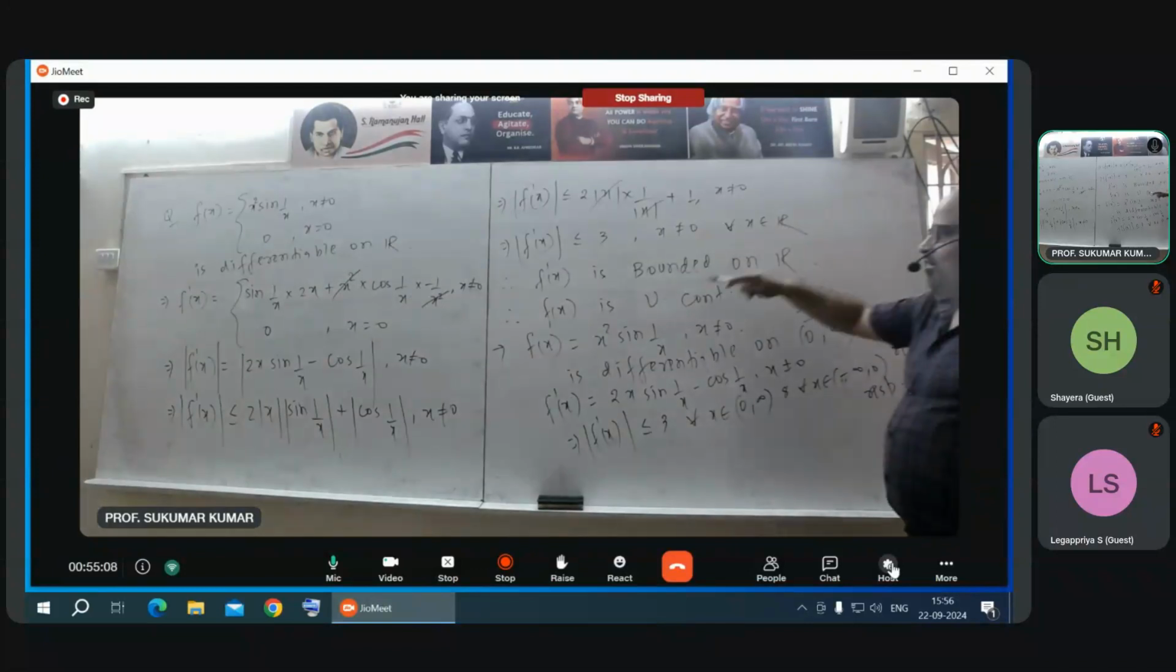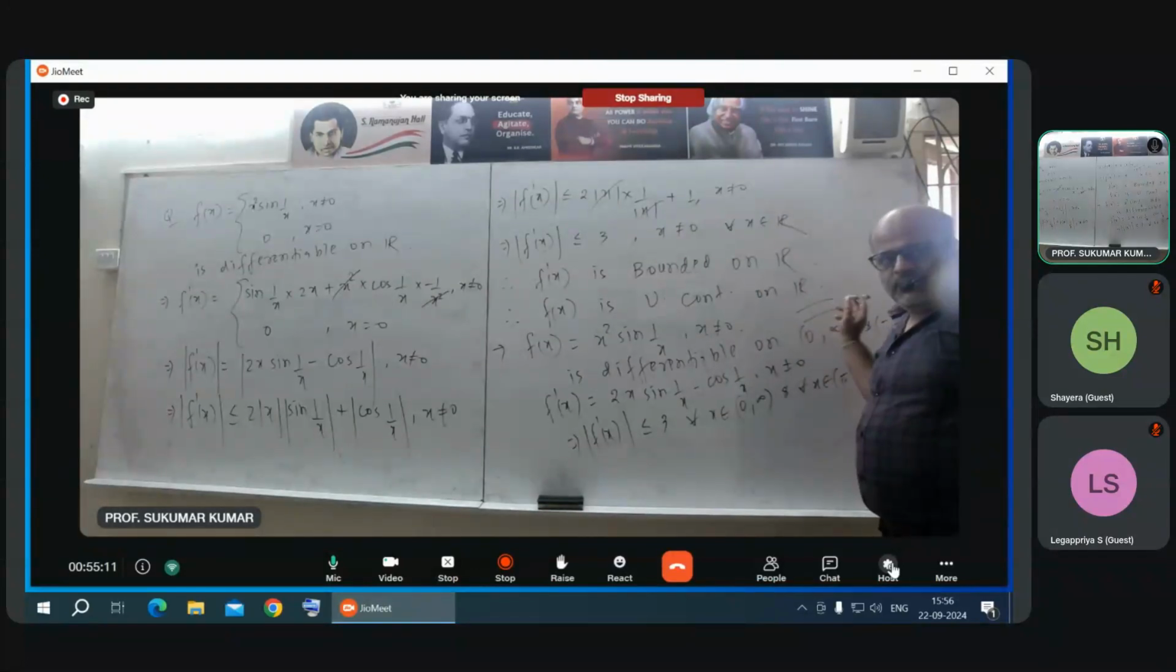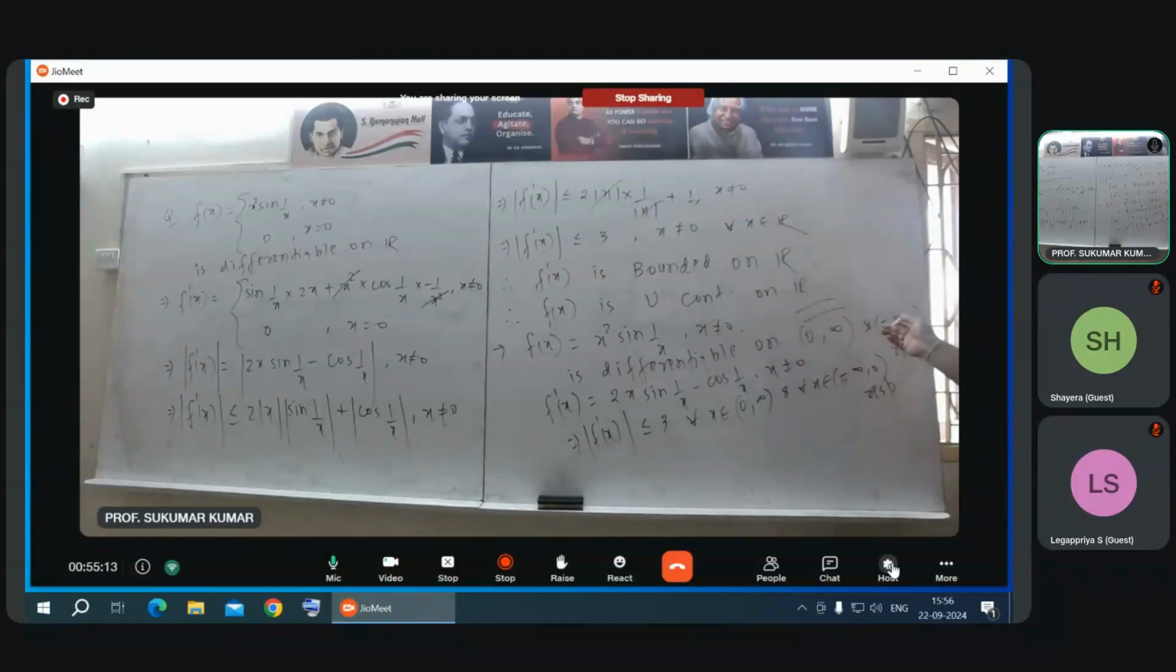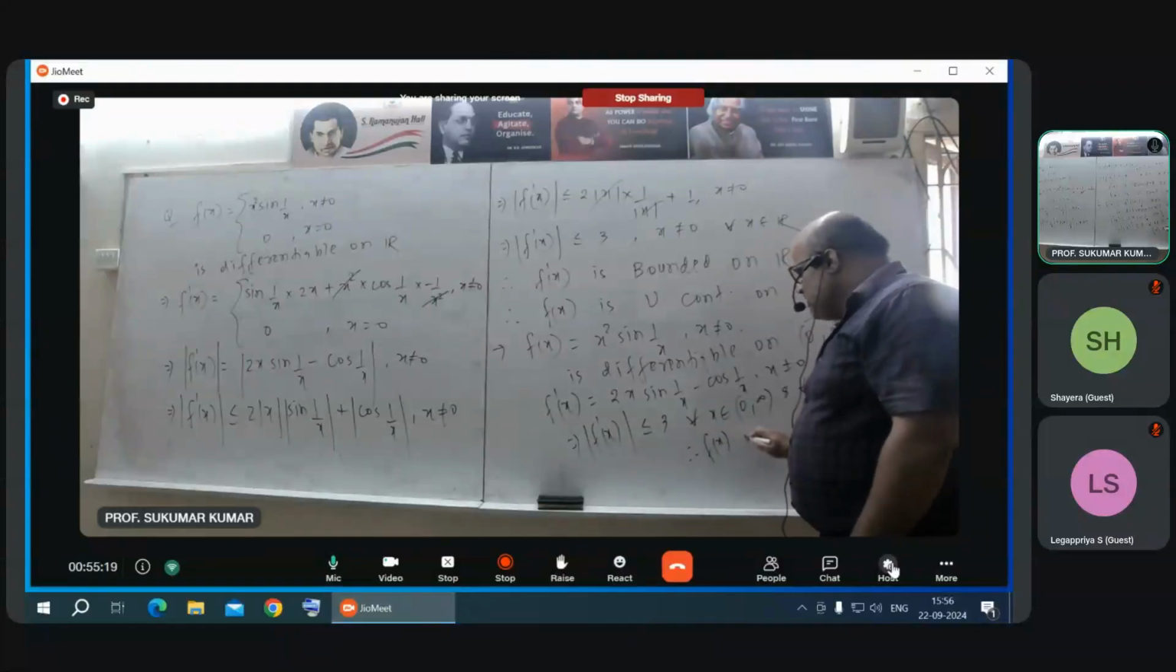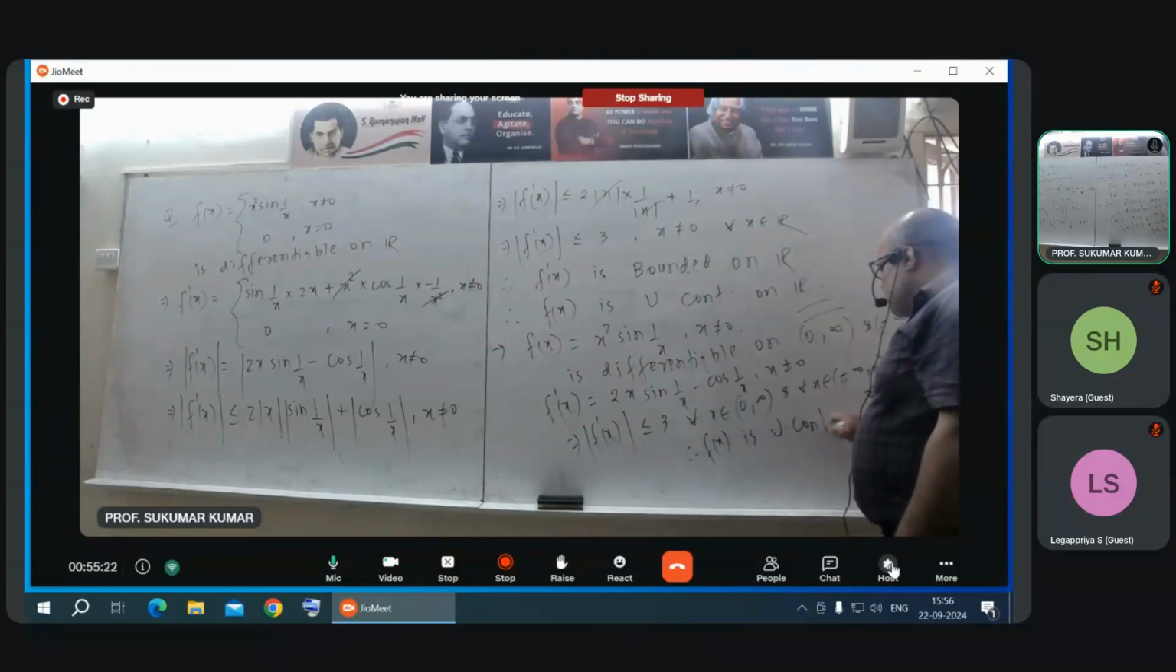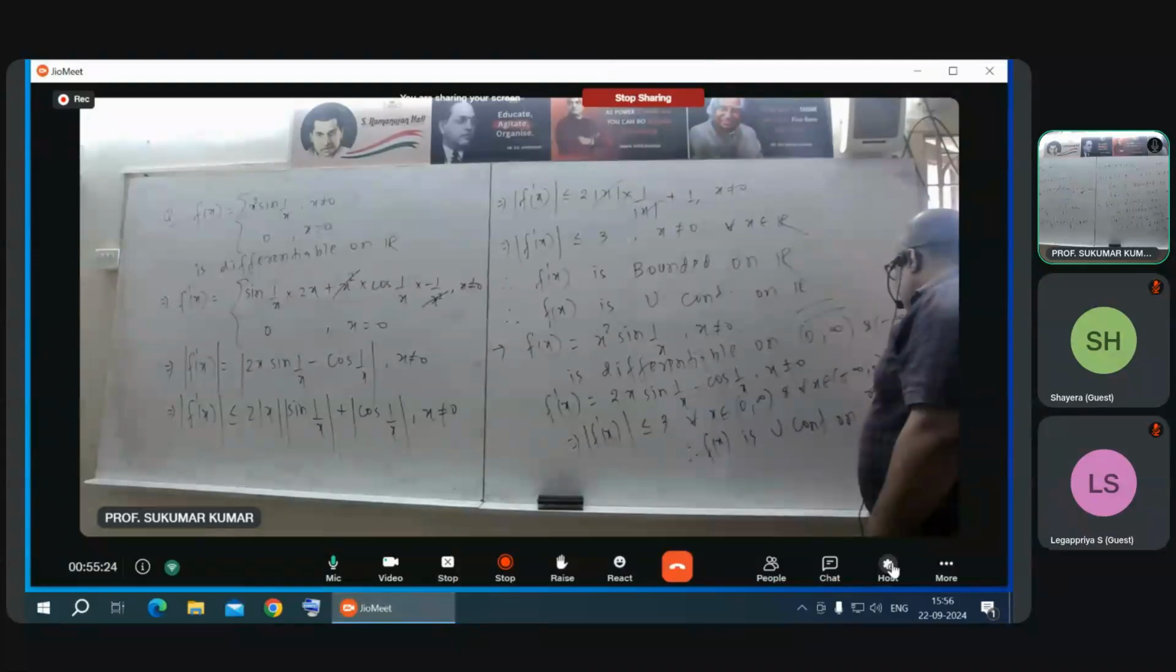Already, when I write the function is uniformly continuous on R, these are both infinite intervals only. If this also has a miss, no problem. So finally f of x is uniformly continuous on 0 to infinity and minus infinity to 0 respectively.